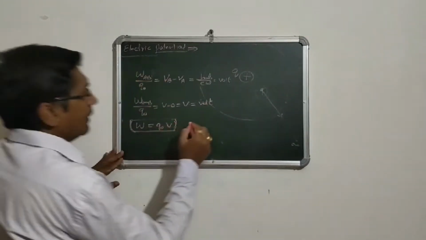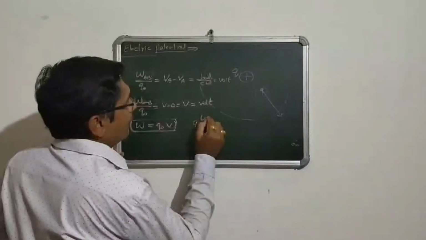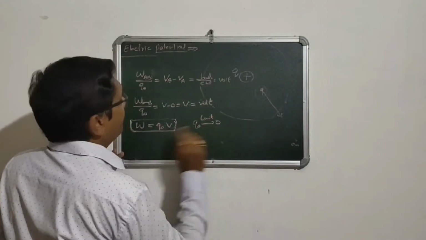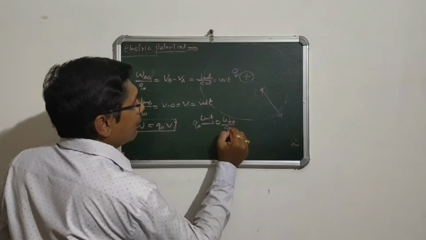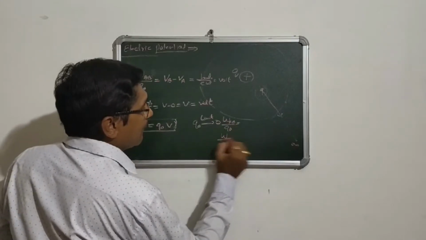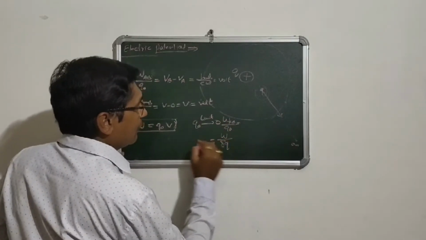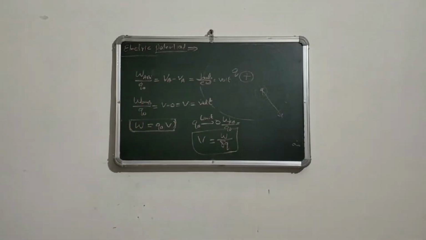Now we can say the limit of Q naught tending to 0 of W AB upon Q naught, converted into W upon delta Q, is equal to the potential. Right? The unit of the potential is volt.